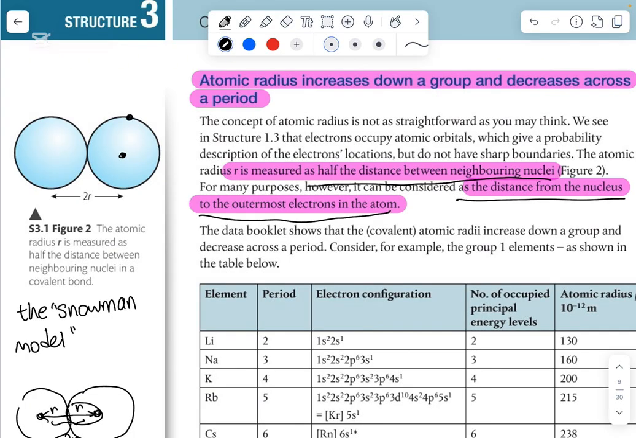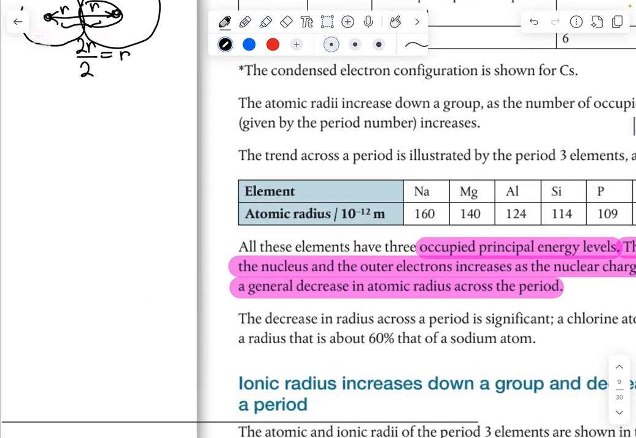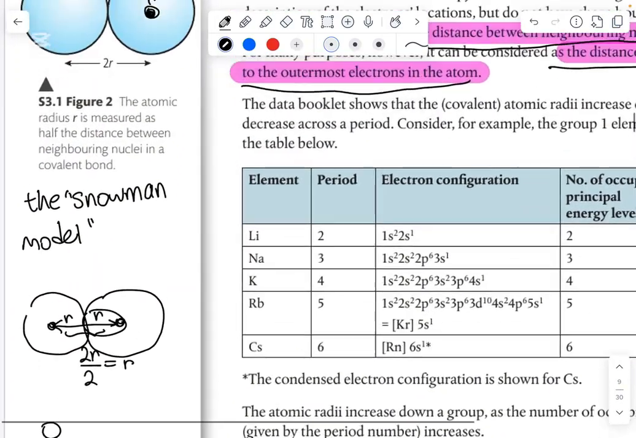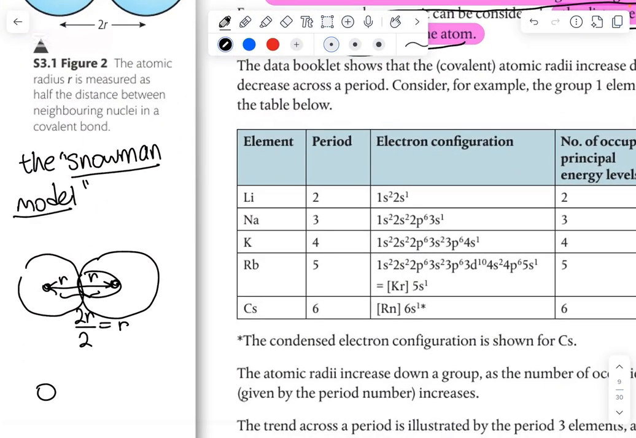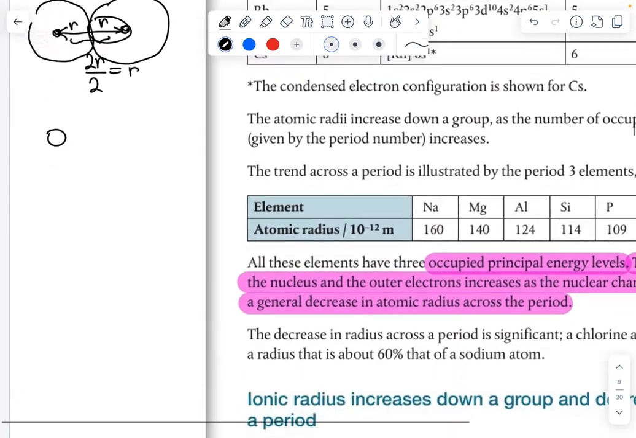Let's say the outermost electron is going to be over here. This is the distance. It's going to be R, and that is another way to measure atomic radius. So let's talk about the general trend of the atomic radius. I like to use something called the snowman model to help me figure out what the general trend of the atomic radius is going to be.